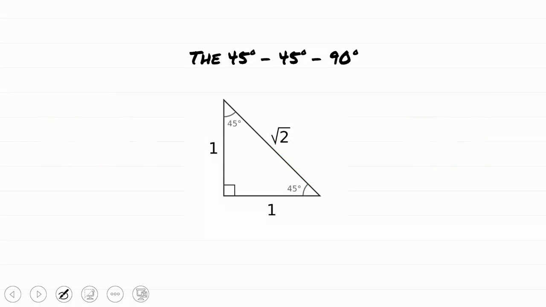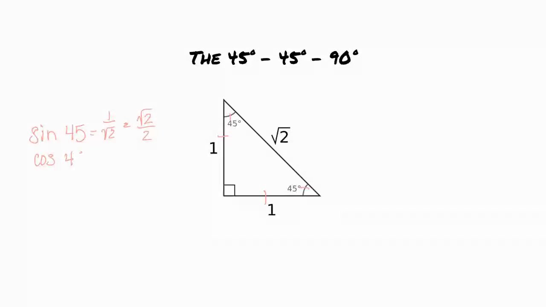The other special triangle is the 45, 45, 90, again named because of its angles. And you can see that because the two angles are congruent, so are the two legs or sides of the triangle. Now this one's kind of nice because you only have to find the sine of 45 once because the other angle is going to be the same. So the sine of 45 is 1 over the square root of 2, or when we rationalize that, the square root of 2 over 2.